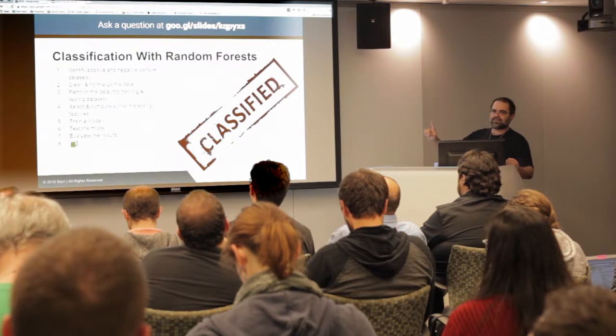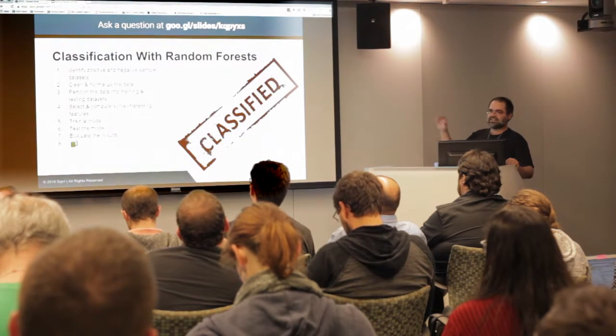Train a model, it's one line of Python. Test the model against the test data set to see how good it is. That's also one line of Python.